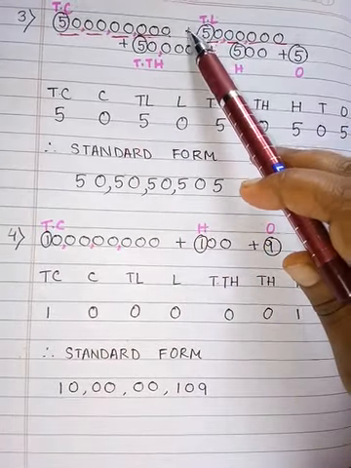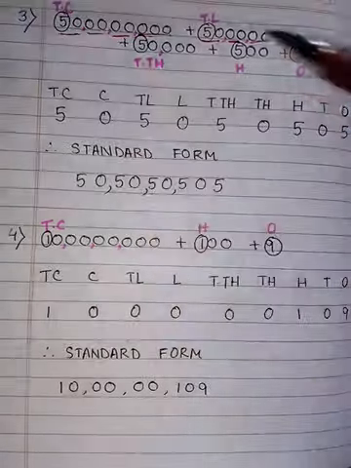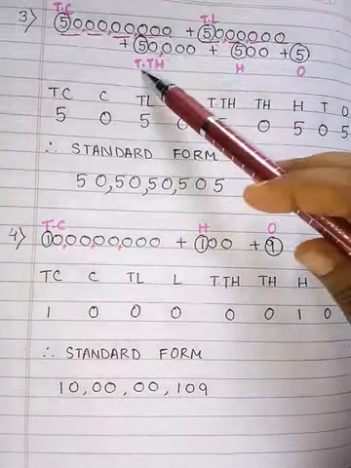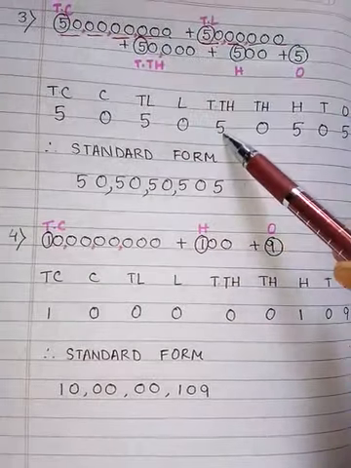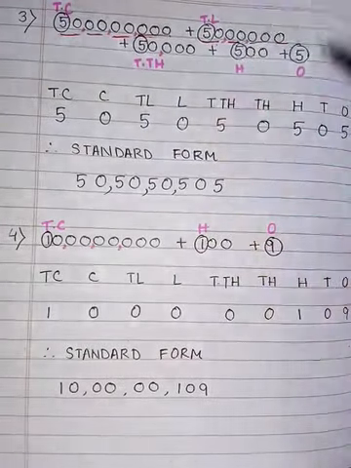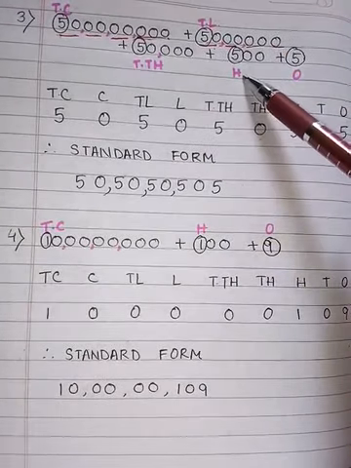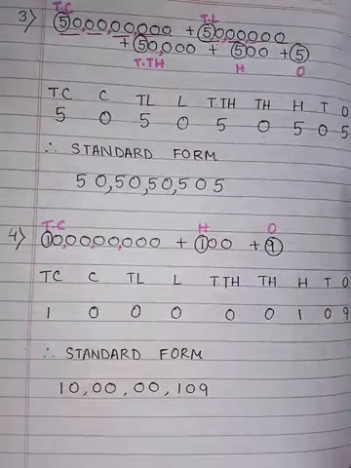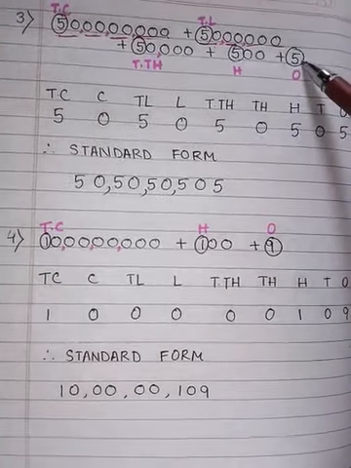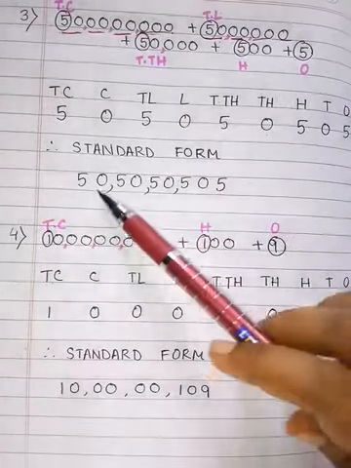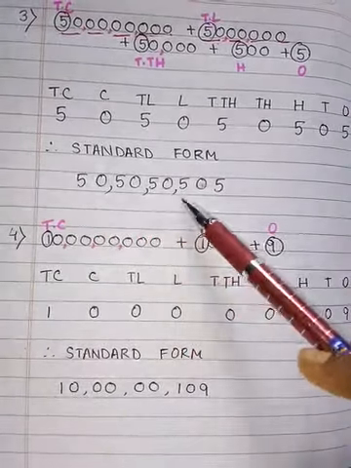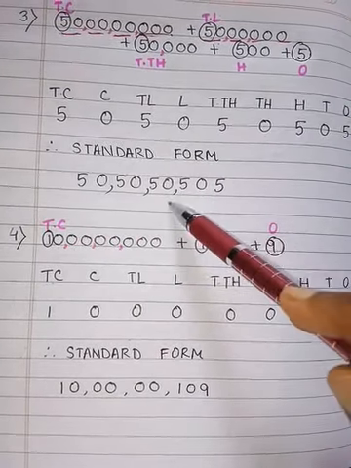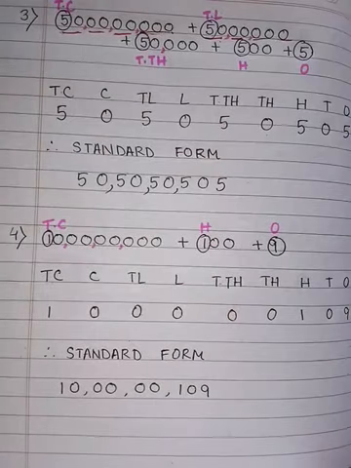In crore no digit is there, so write down 0. In lakhs, no digit is here, so write down 0. In 10,000, the digit is 5, so write down 5. In 1000, no digit is here, write down 0. In 100, the digit is 5, so write down 5. In the tens place, no digit is here, write down 0, and in the ones place, the digit is 5, write down 5. So the standard form is 505050505. Put the comma from the right hand side after 3 digits, then after 2, after 2.